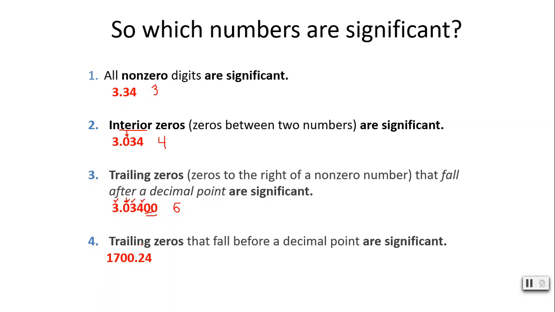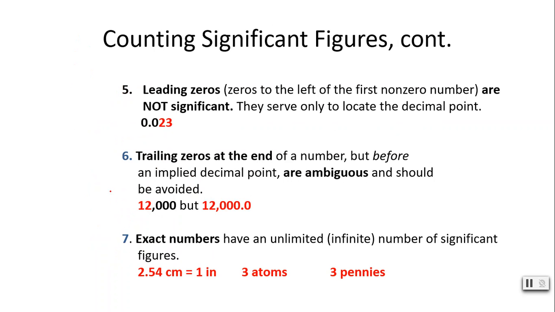Trailing zeros that fall before a decimal point are also significant as long as they come in between two non-zero numbers. So for example, in 1700.24, this number would also have a total of 6 significant figures: the 4 non-zero numbers and those 2 zeros. So all of these are examples of numbers that are significant, or do speak to the level of precision of a measurement. So which ones aren't significant?